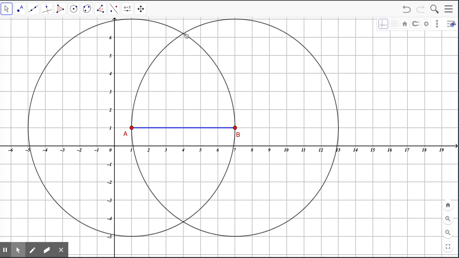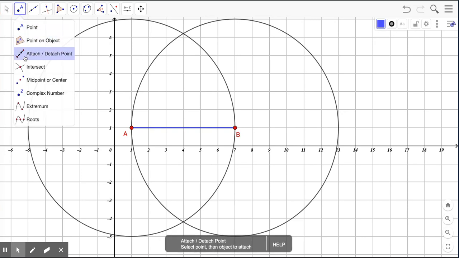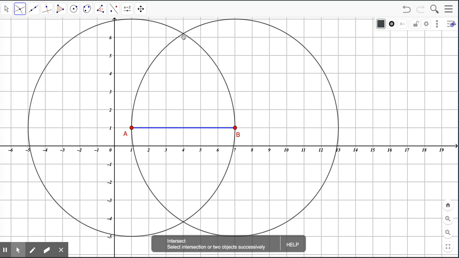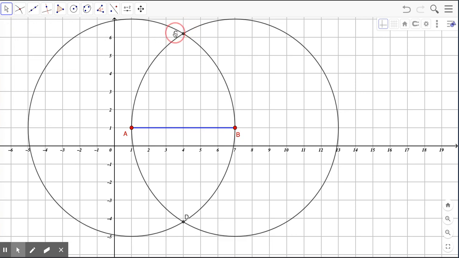What happens here is where the circles overlap, those intersection points are of interest to us. So we're going to go to the point toolbar, choose intersect, and put a point at those intersections. Now I'm going to take my arrow, I'm just going to reposition my point labels so we can see all the points and read them clearly.